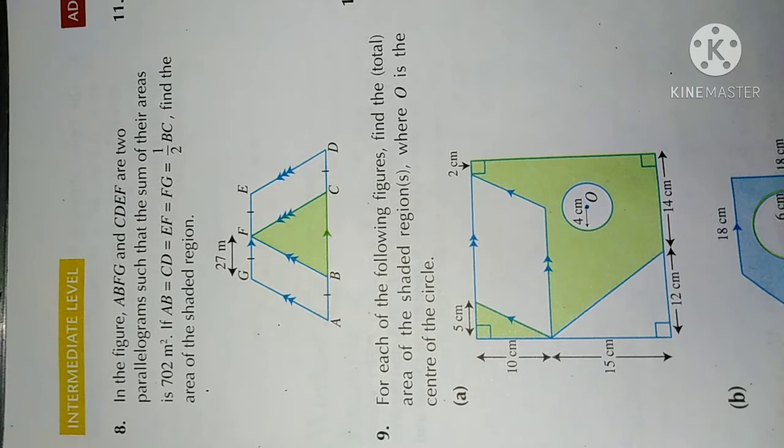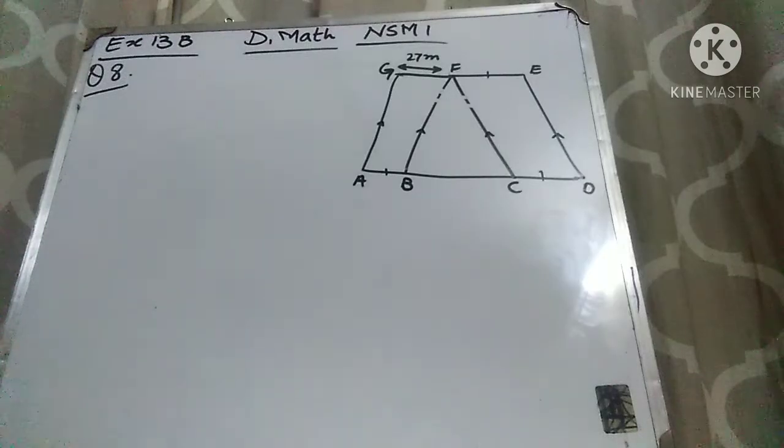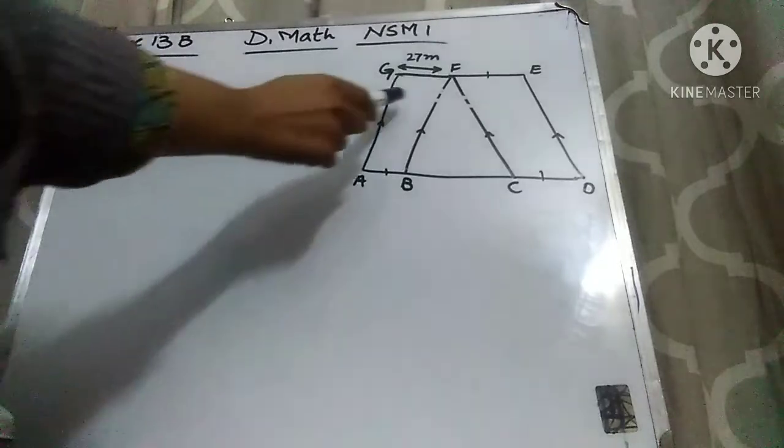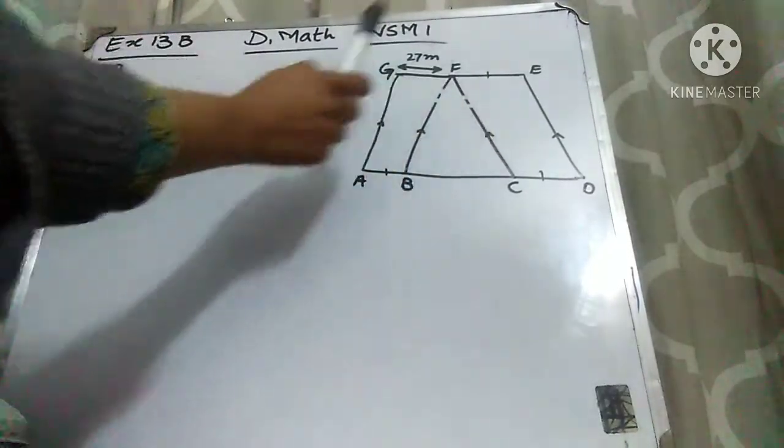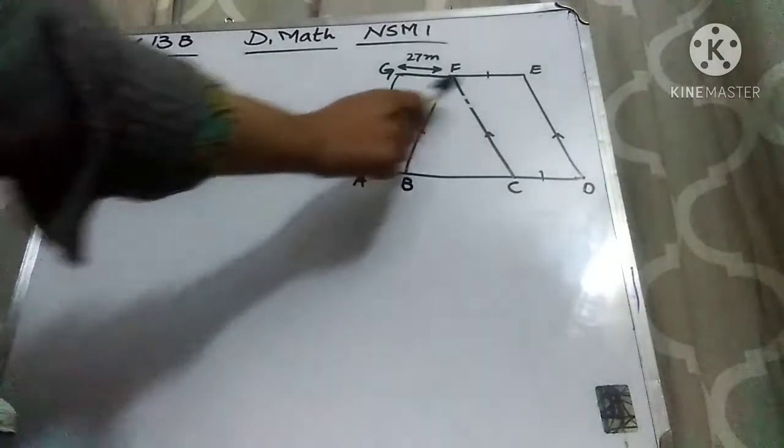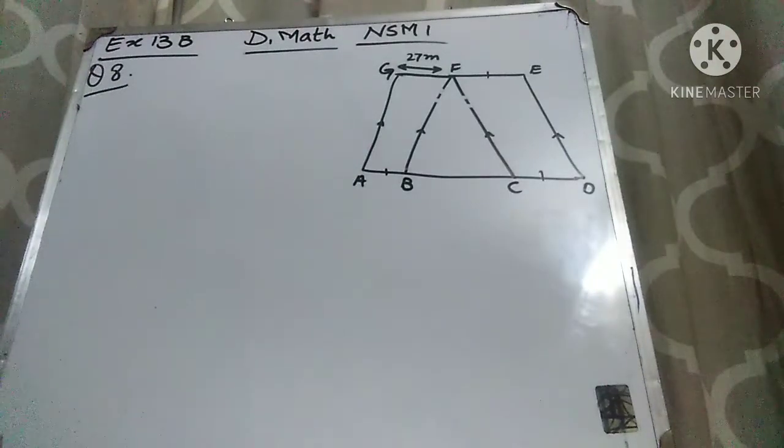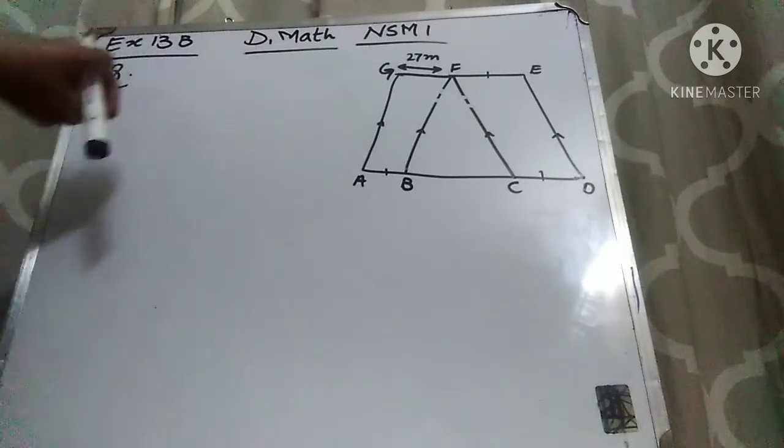So let's come to the question. One more thing, it has been told in the question that the sum of their area is equal to 702 meters square. The area of these two parallelograms is equal to 702 meters square. So the very first step is we have to find out the area of any one parallelogram. Here I am going to find out the area of one parallelogram by using this information.